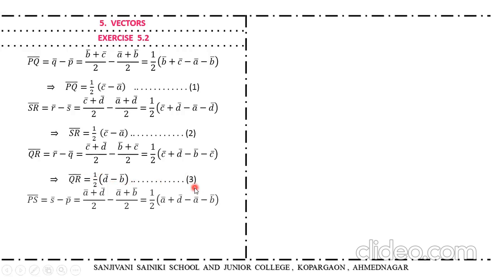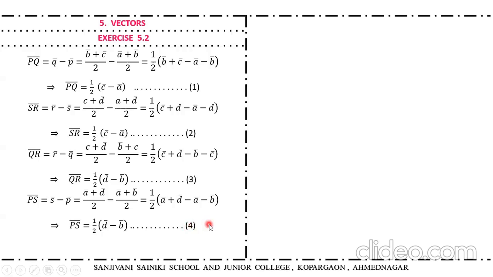PS bar is s bar, position vector of the second point minus position vector of the first point. So s bar minus p bar is a bar plus d bar upon 2 minus a bar plus b bar upon 2 is equal to 1 upon 2 times a bar plus d bar minus a bar minus b bar. Here a bar will get cancelled and you will get PS bar is equal to 1 upon 2 times d bar minus b bar.